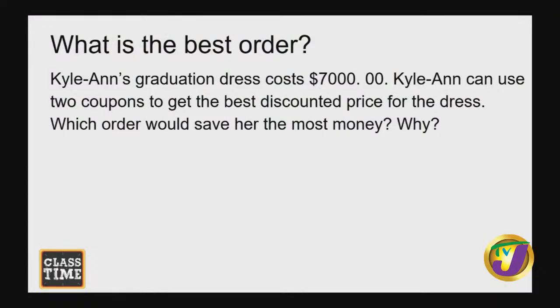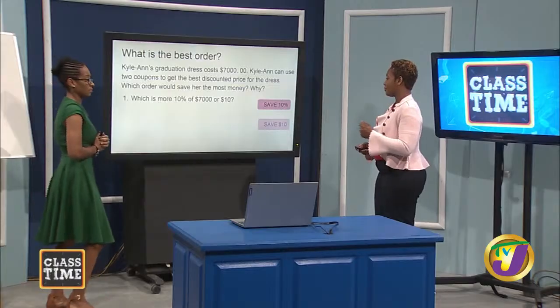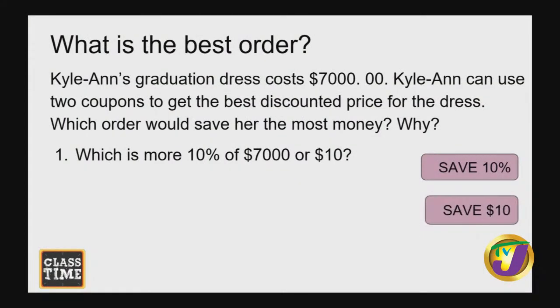All right, so we just looked at discounts. Let us apply this to this particular scenario. What is the best order? Kylan's graduation dress costs $7,000. Kylan can use two coupons to get the best discounted price for the dress. Which order would save her the most money? You need to tell me why. I don't know what the coupons are. So the coupons are save 10% or save $10.